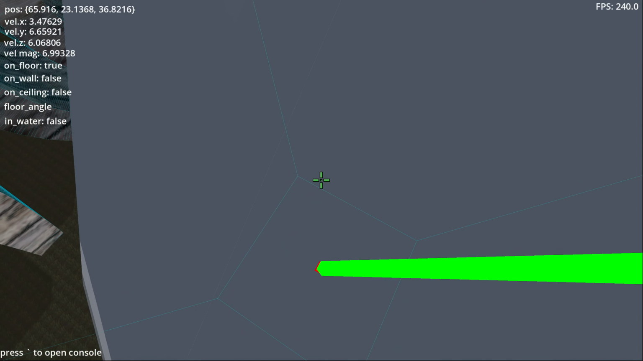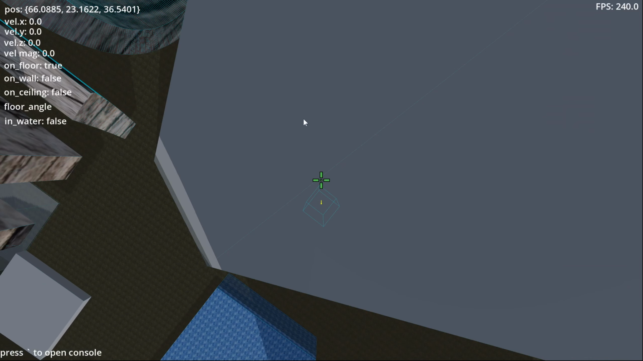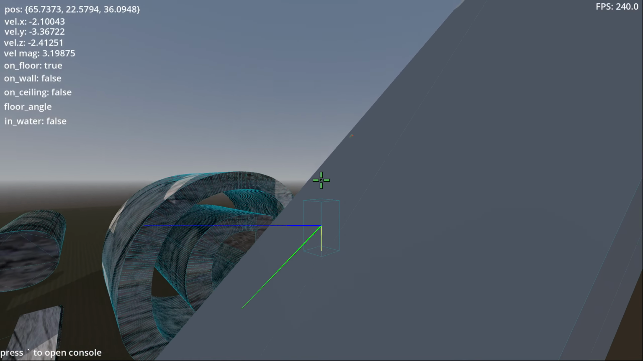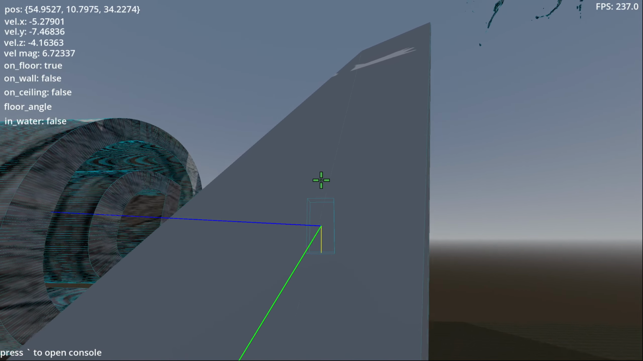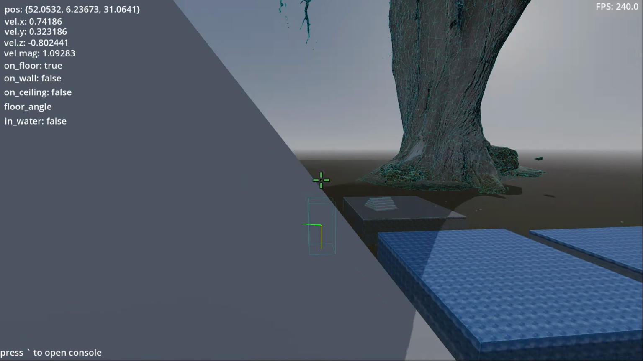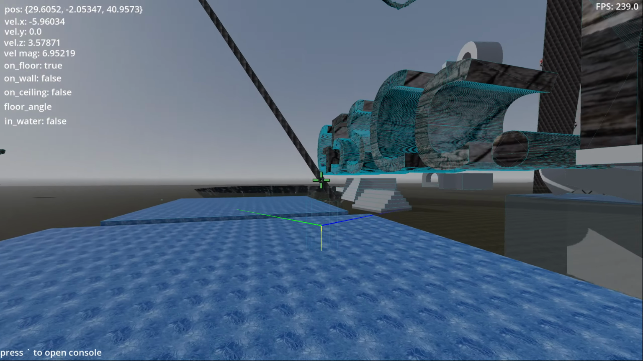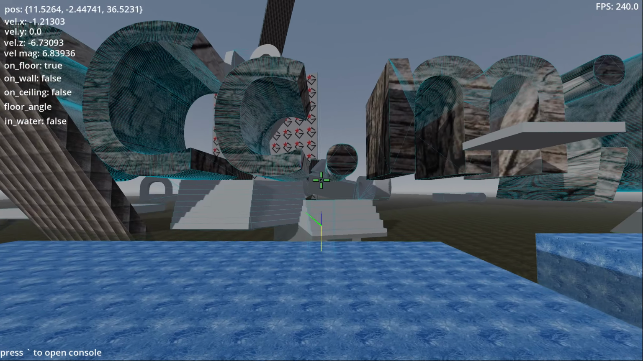Oh, wait. The normals aren't being... Okay, rip. Normals aren't being detected for some reason, or not being displayed. Whatever. The little yellow line is inaccurate. I must have broken that.